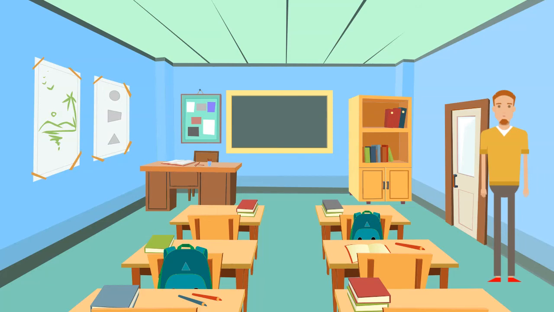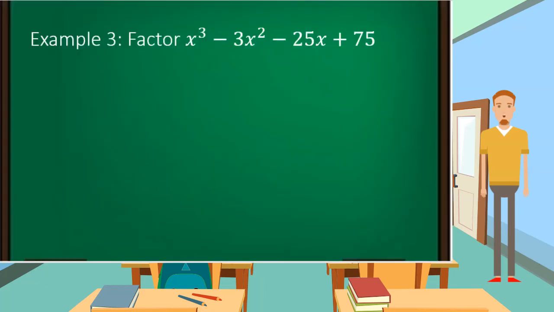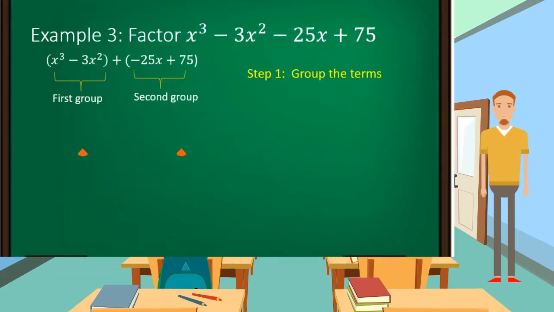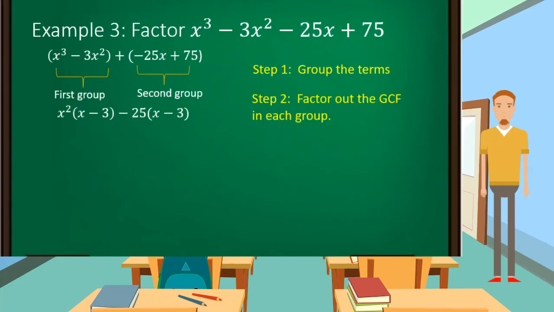Next example. Factor x cubed minus 3x squared minus 25x plus 75. Group x cubed minus 3x squared, and group negative 25x plus 75. The GCF of the first group is x squared, and for the second group the GCF is negative 25. The resulting expression will be x squared times x minus 3, minus 25 times x minus 3.